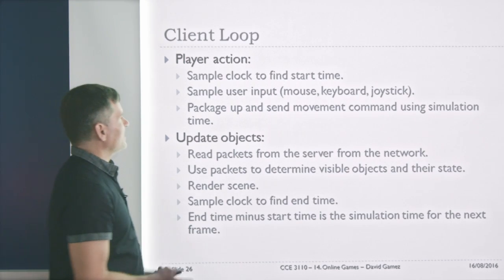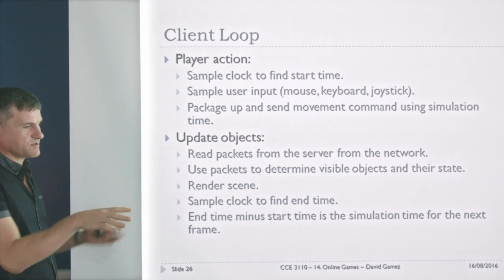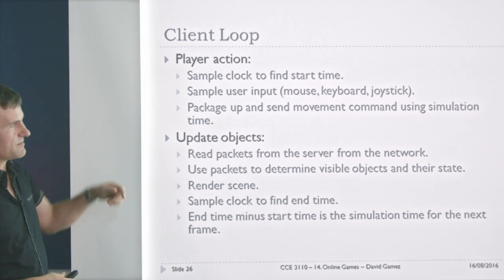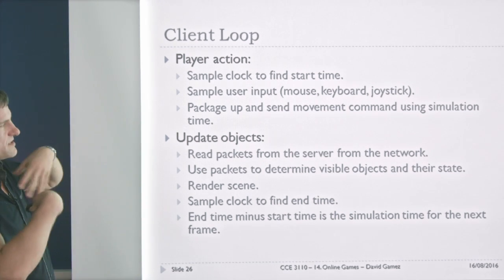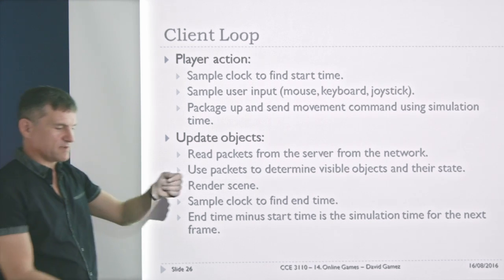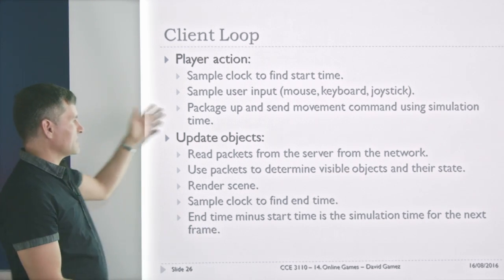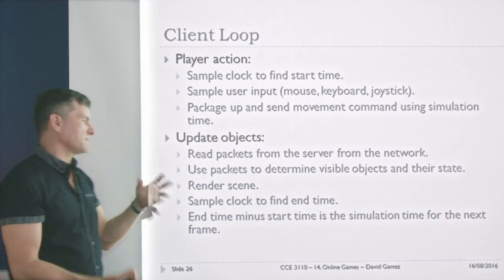So on the client side, what the player has to do is sample the clock, find the start time, sample the user inputs, what they've actually done to the world, package all this up, and send the movement command off to the server. Once it's sent what it does to the world, so maybe it's like move the steering wheel, that's what's being sent up to the server. Then it receives the packets from the server from the network and uses these to determine the visible objects and their state.